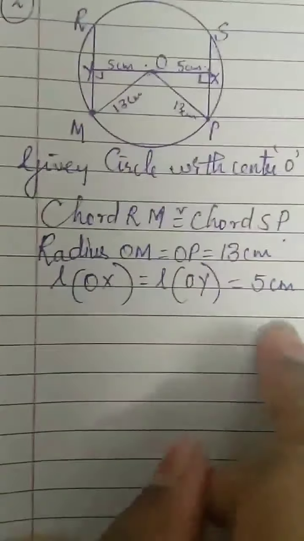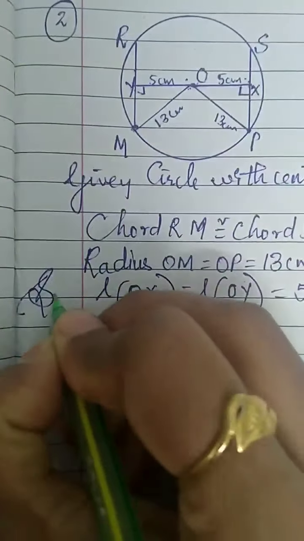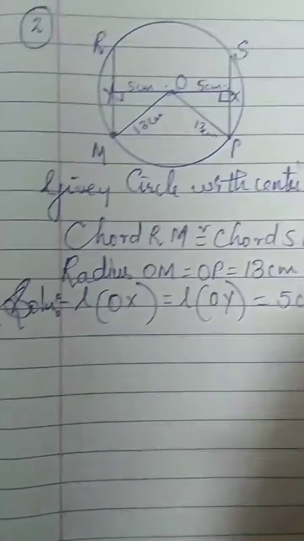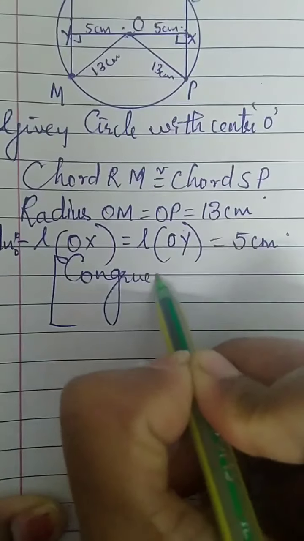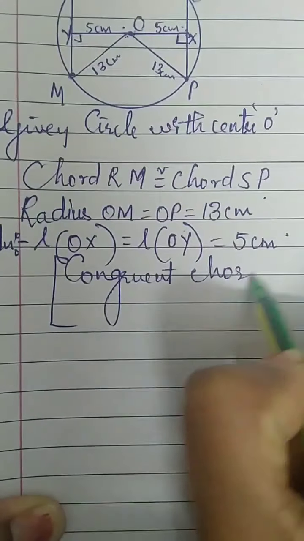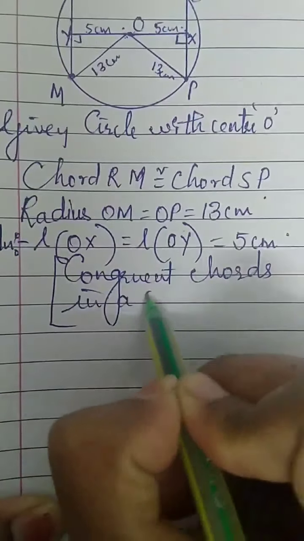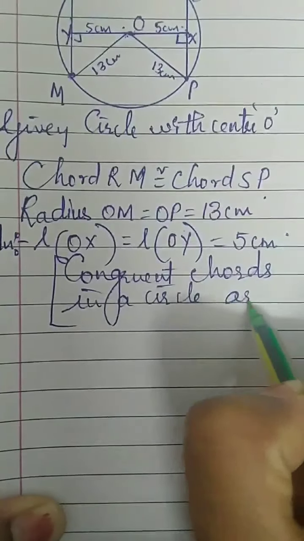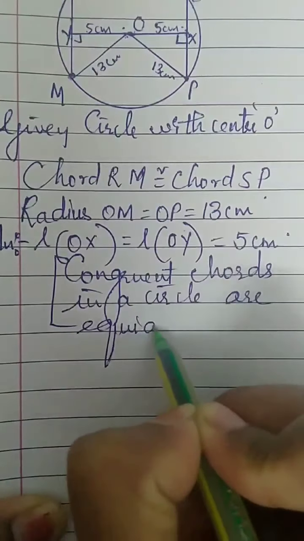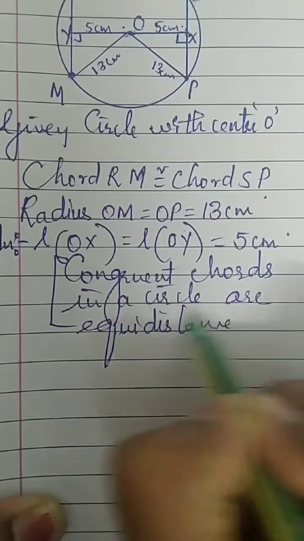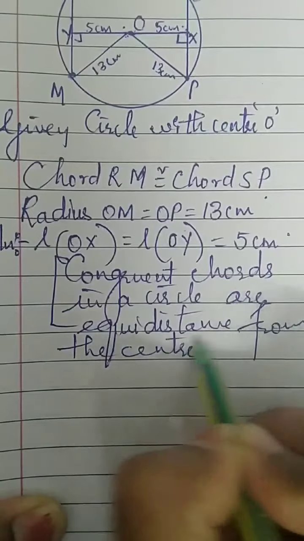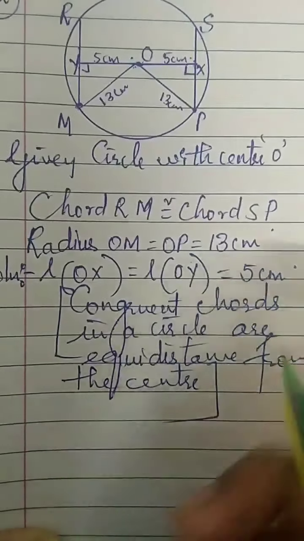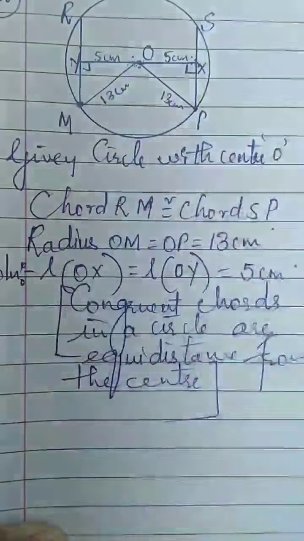Why are you saying this? From here I'll write the solution, because I am writing the reason also, no? Why are you saying OX is equal to OY? Because we know that congruent chords in a circle are equidistant from the center of the circle. So we have OX is equal to OY.